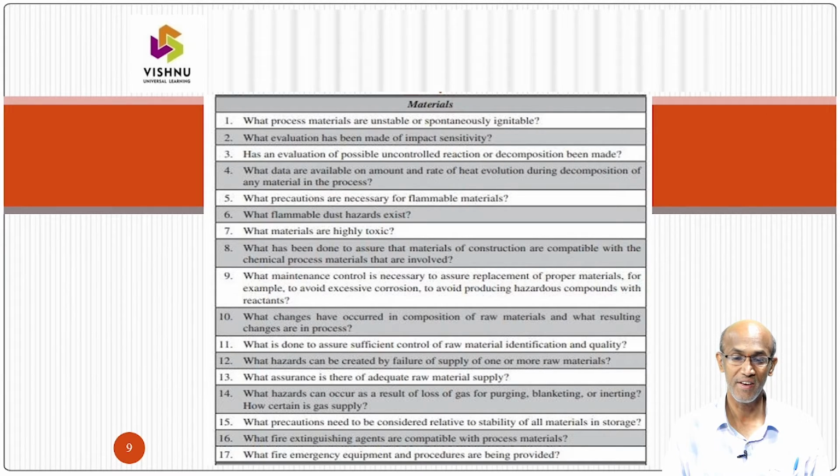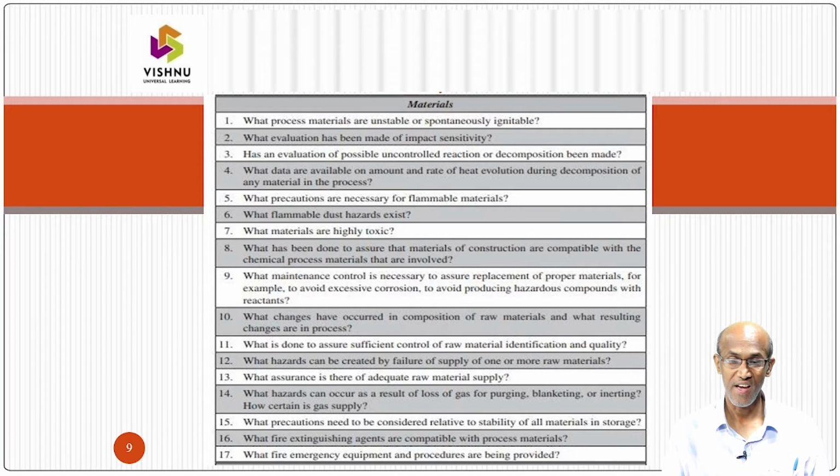What has been done to assure that materials of construction are compatible with the chemical process materials that are involved? What maintenance controls are necessary to assure replacement of proper materials? For example, to avoid excessive corrosion, to avoid producing hazardous compounds with reactants.